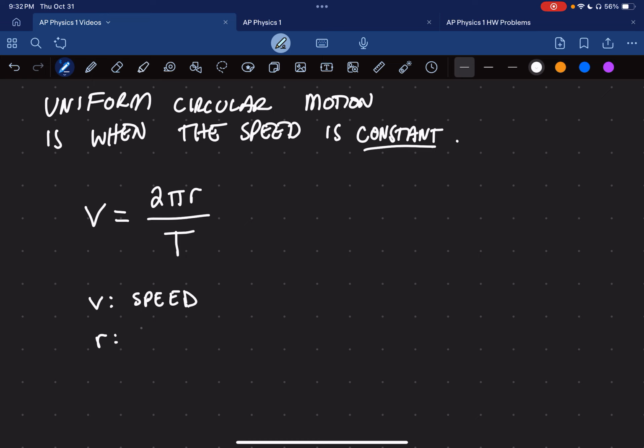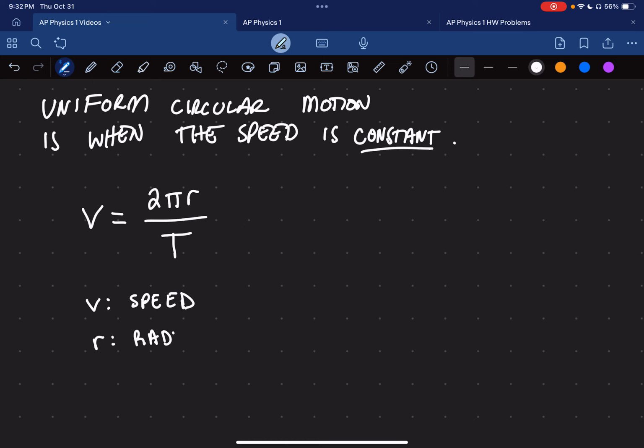2 pi is just a number. R is the radius in meters. Of course, this is meters per second. And T is, it is, but it isn't the time. Lowercase t time is any amount of time. If you remember kinematics, it could be where's the object after 1 second, after 10 seconds, whatever. T is just any amount of time. But for uniform circular motion, this is actually period.